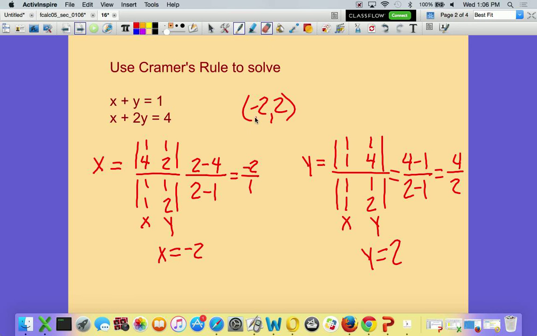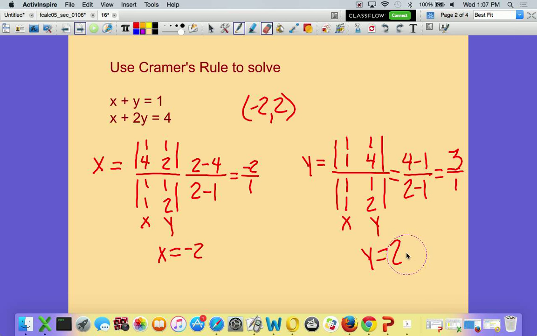Because if we were to plug in negative 2 and 2, negative 2 plus 2 is 0. It's supposed to equal 1. So where did I mess up here? Well, where I messed up is right here, because 4 minus 1 is not 4. It is 3. And then 2 minus 1 is not 2. It is 1. That is the importance of checking.